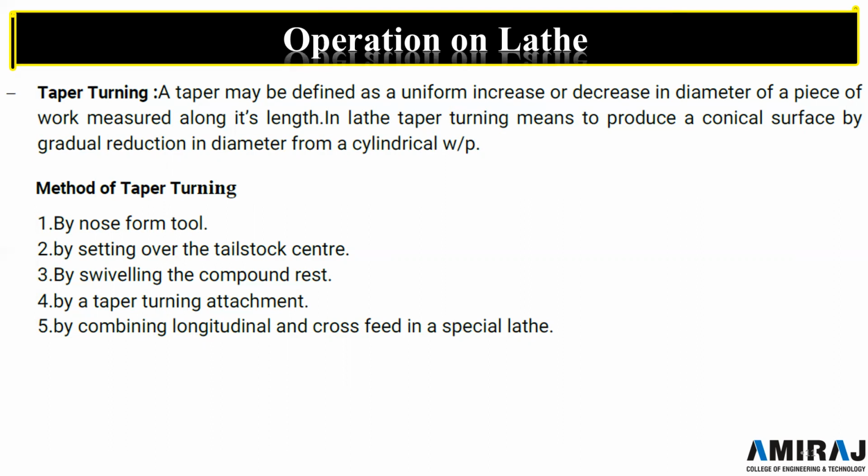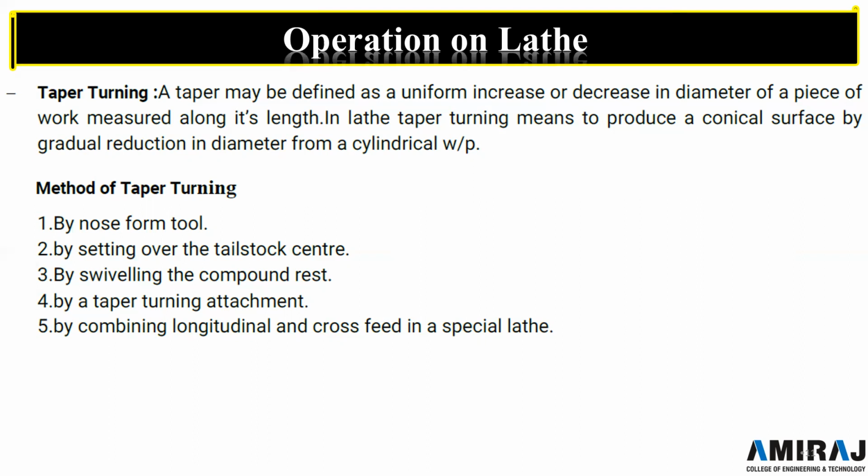In a lathe, taper turning means to produce a conical type of surface by gradual reduction in the diameter of a cylindrical workpiece. There is one cylindrical workpiece, and we reduce gradually the diameter of that workpiece with the help of taper turning. Now there are various methods for taper turning listed here. As you can see, there are a total of 5 methods.